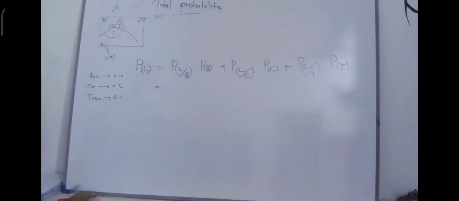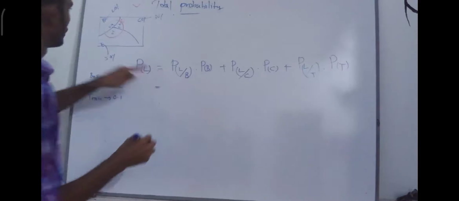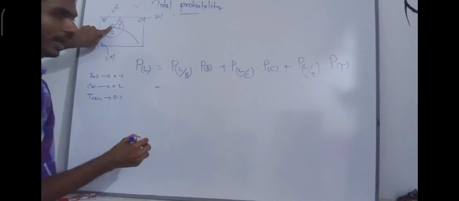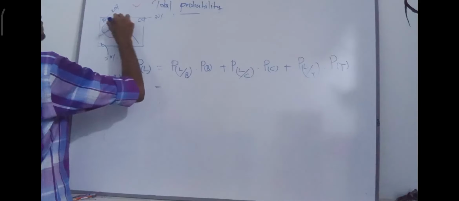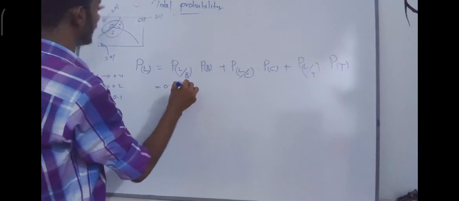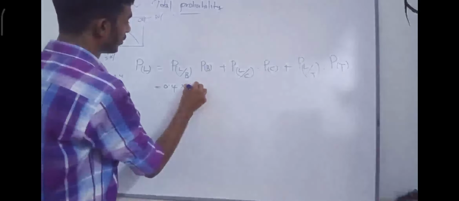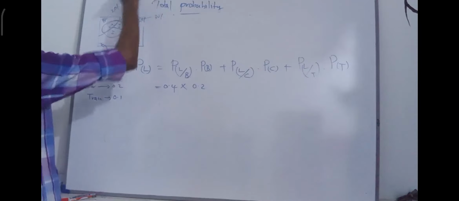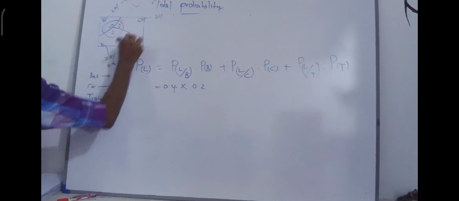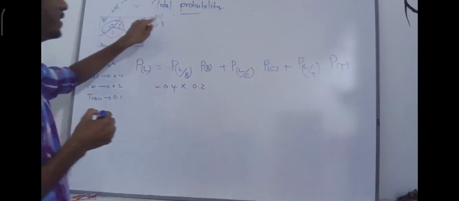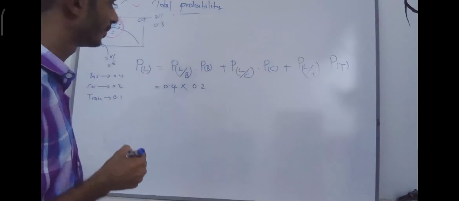Now this is very simple. This is given, so this is actually 0.4: when he takes the bus, going late is 0.4. This is this portion, 0.4 into this one. 20 percent means 0.2, and this is 0.5, and this is 0.3. So I have converted these percentages to decimal values.